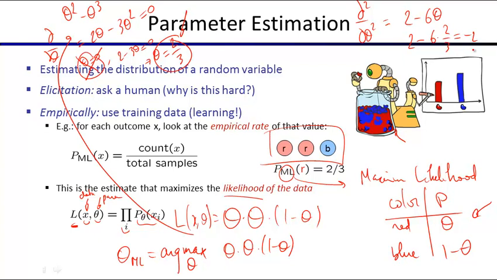So this might look like a very roundabout way of finding theta equals 2/3, but the nice thing about this approach is that it's very general. You can apply this to any distribution that has some free parameters that you don't know. You can always multiply the probability of data points together, find the maximum among all the choices of parameters, and use that as your estimate. Any questions about this? Okay, so that's maximum likelihood.